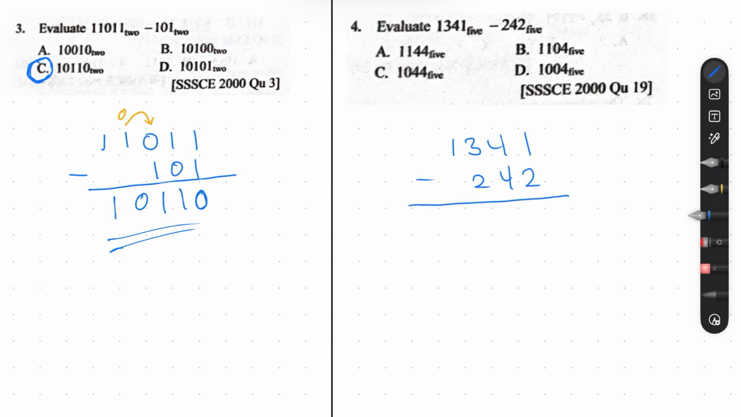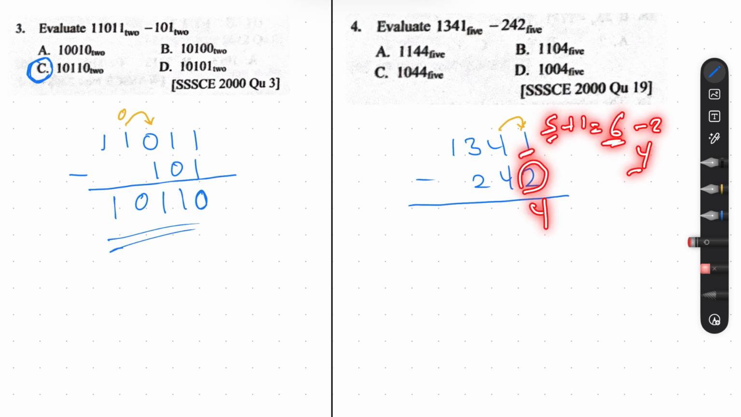Cool. Now, since we are working in base 5, keep in mind that anything we are going to borrow will be 5, not 10. So we borrow 5. Okay, so now let's start. We have 1 minus 2. So that's impossible. So we borrow from here. What we borrow is 5, right? So this 5 plus this 1 is 6. And then 6 minus 2 is 4. So we put 4 here, right? Cool.